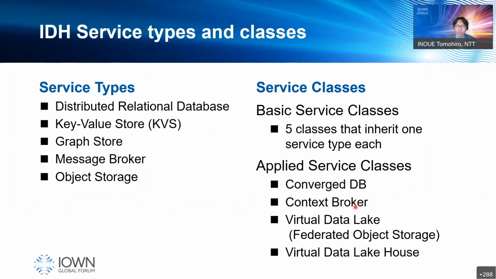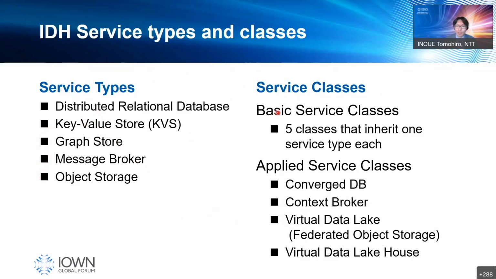In various use cases discussed in the IOWN Global Forum, there are multiple demand patterns expected to the Data Hub. So we first organize these requirements into several service types. A service type is defined as a unit of functionality and behavior that should be implemented in the Data Hub services. Now we have 5 service types: distributed relational database, key value store, graph store, message broker, and object storage.